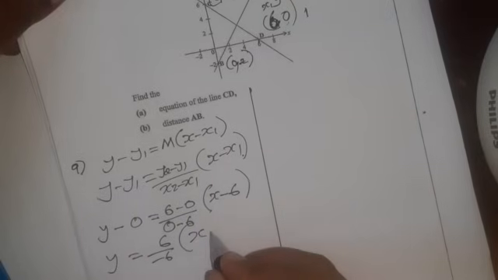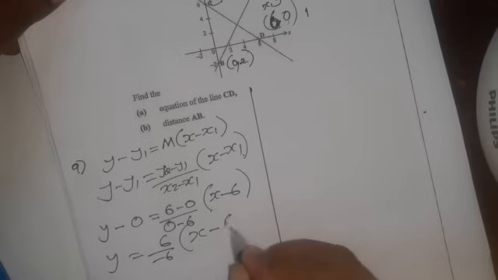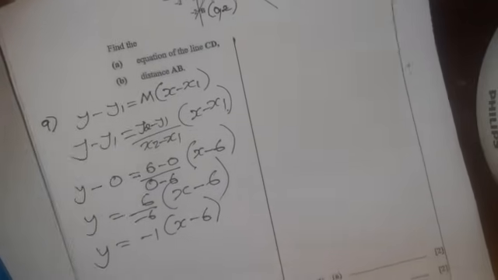That we are going to have. So y is equal to 6 over negative 6, times x minus 6. This is y is equal to negative 1 times x minus 6. And this will be y is equal to negative x plus what? 6. Even this one is okay. Or you can take this one to the other side. So that is our equation. So y is equal to negative x plus what? 6.